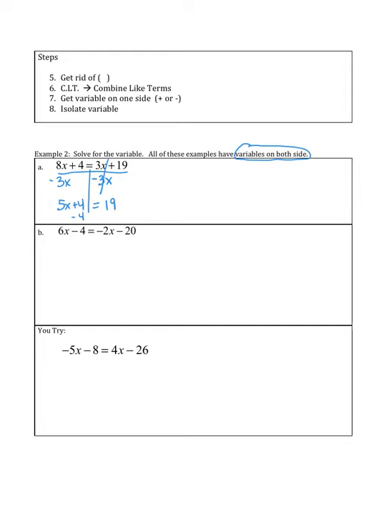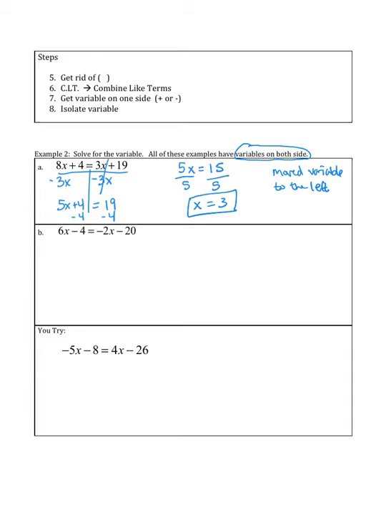Now I'm going to subtract 4 from both sides because that's how I move it. I end up with 5x equals 15. Divide both sides by 5. X equals 3. So on that one, I moved the variable to the left.